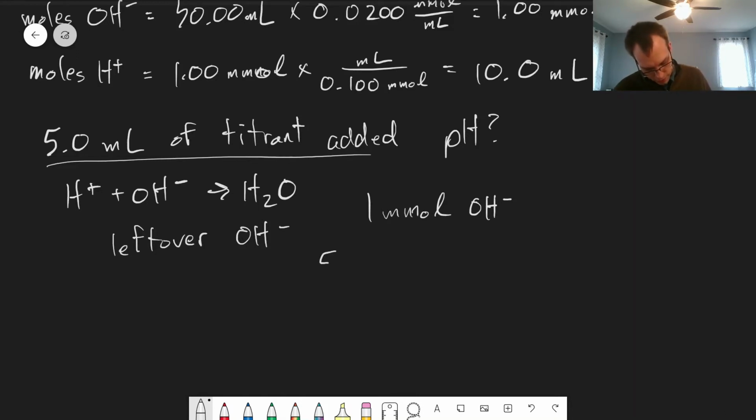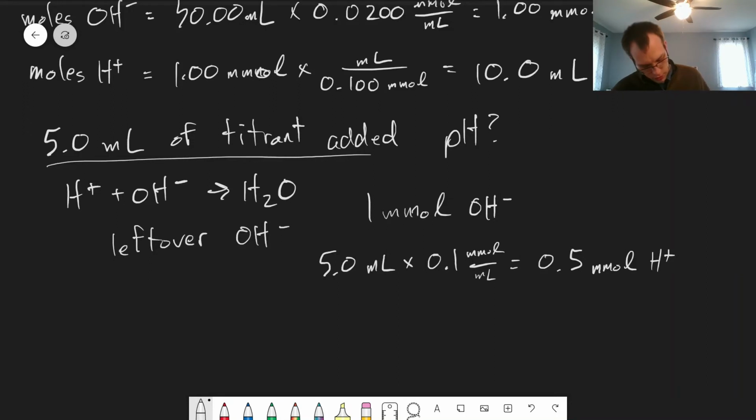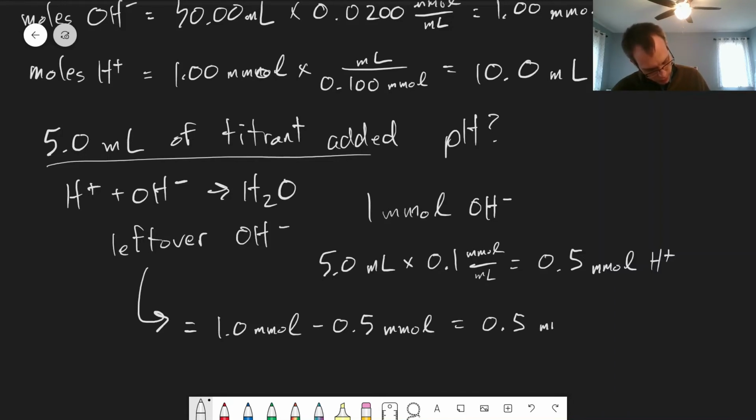And at 5 milliliters times 0.1 molar, we have 0.5 millimoles of H plus, which means that our leftover OH minus will be equal to 1 millimole minus 0.5 millimoles, which means we will have 0.5 millimoles of hydroxide left.